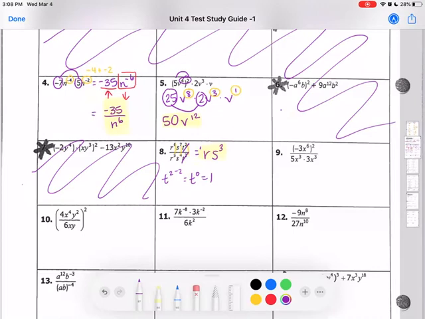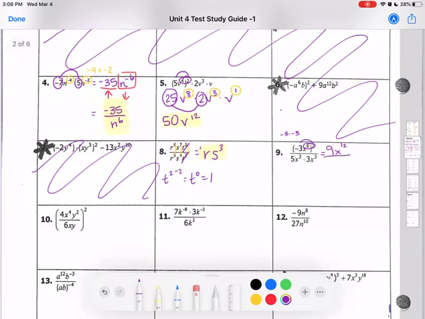Next, I am going to be using the quotient rule, but not yet. First, I need to simplify the top and the bottom. So on top, I'm using the power rule, and I'm going to distribute this. So I have negative 3 squared, which is negative 3 times negative 3, which is a positive 9. X to the 6 raised to the 2nd power gives me x to the 12th, because I multiply those.